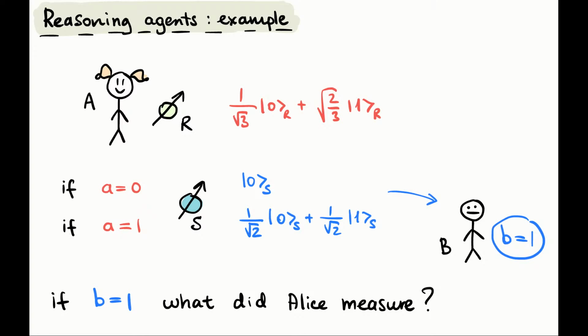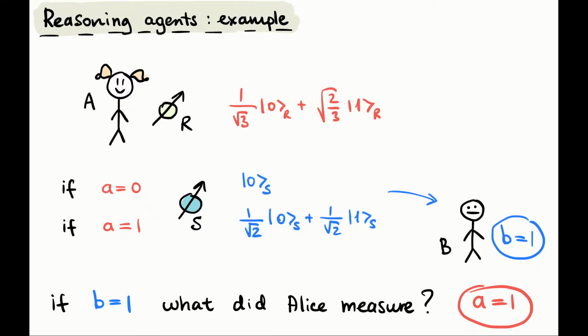You can think a bit about it, but the answer is that in this case, Bob can reason with certainty that Alice measured 1. Why? Because Bob starts thinking, okay, if Alice measured 0, then she must have prepared the system S in a state 0, according to the protocol, and then I couldn't have measured 1 when I was measuring S, which means that A got outcome 1. So this is a more experimental setting related, measurement outcome related, let's say, example of how agents reason.